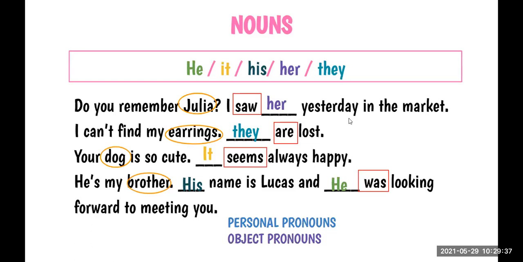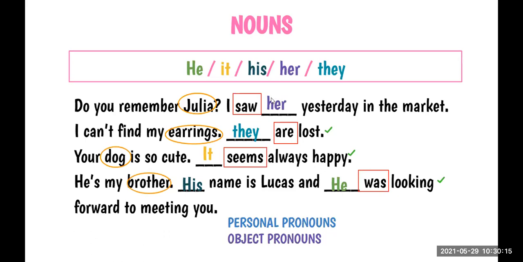Very good. So which of them are personal pronouns? Julia? No, these are nouns. We are talking about he, they. They is a personal pronoun. He is a personal pronoun. Any other? You. It. And it is a personal pronoun. Okay? Her is an object pronoun.